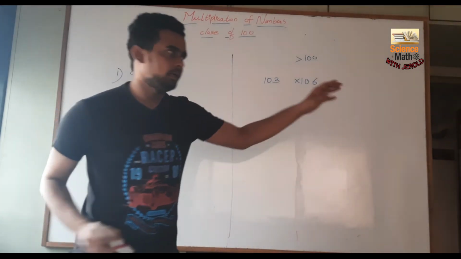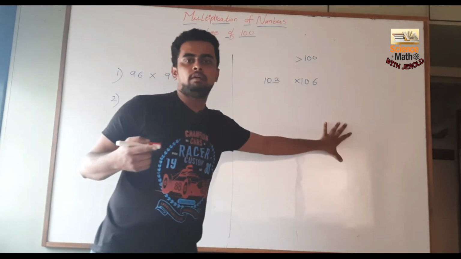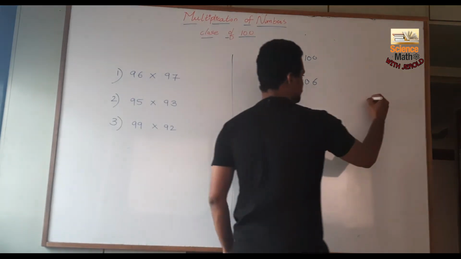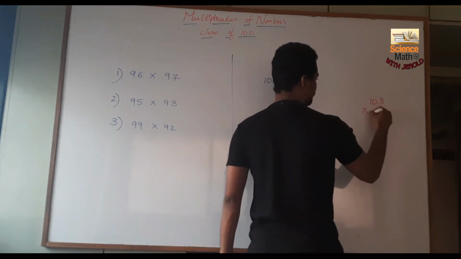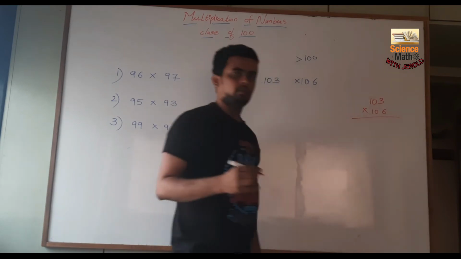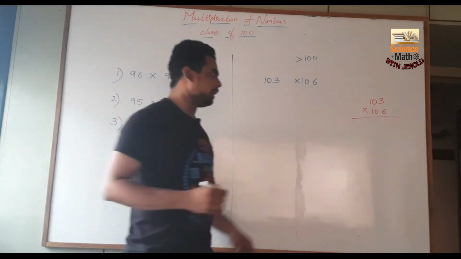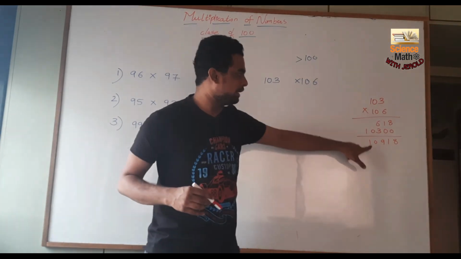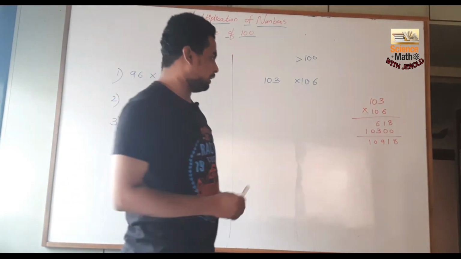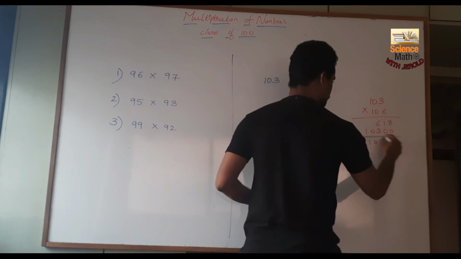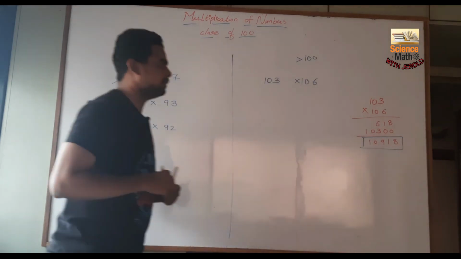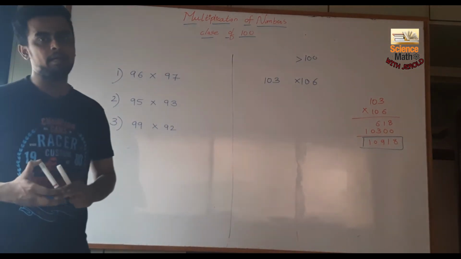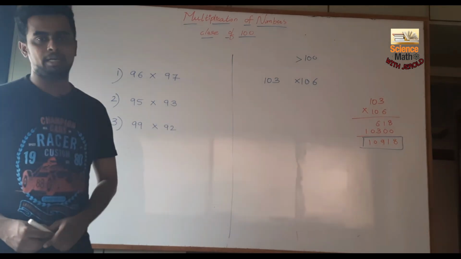I will skip the video and give you the answer of the multiplication. So 103 multiplied by 106. The answer of the multiplication actually will be 10,918. Now how exactly am I getting this?